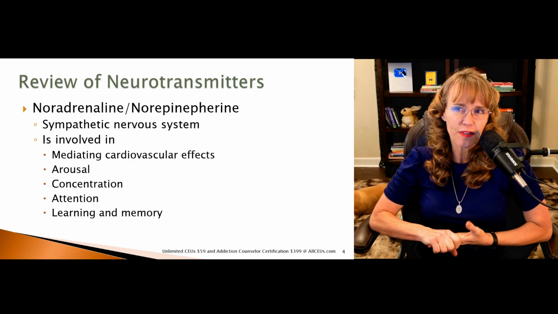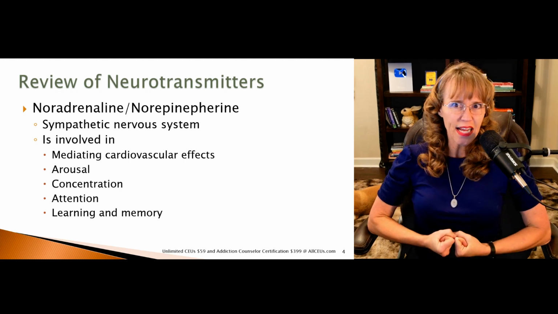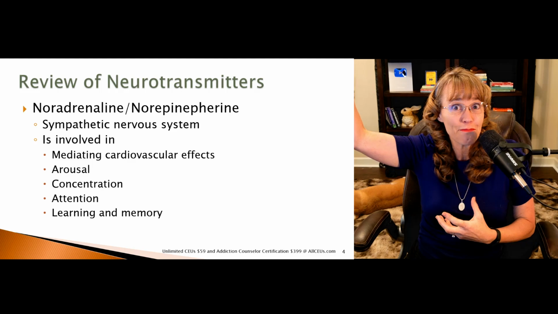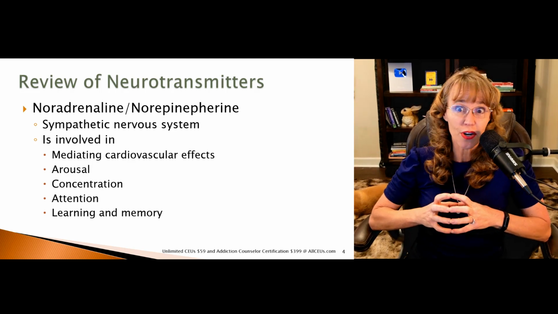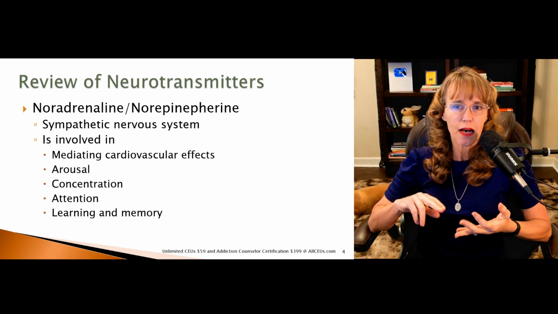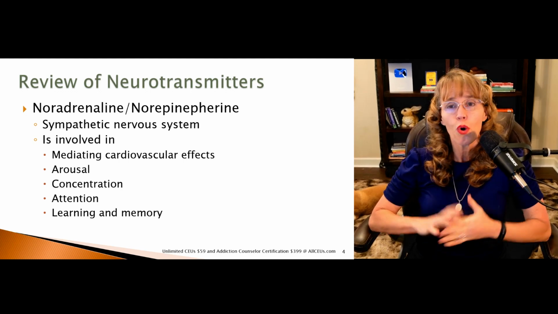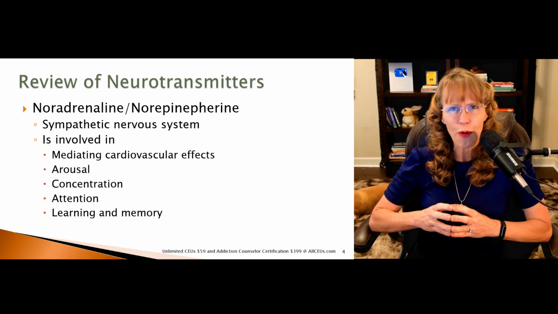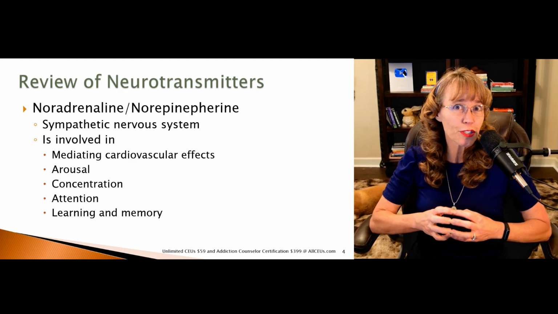Noradrenaline and norepinephrine, whatever you want to call it, is part of the sympathetic nervous system. It sympathizes with us, if you want to think about it that way. When we're stressed, our norepinephrine goes up. When we're not stressed, our norepinephrine goes down. But it's not just a stress chemical. It's involved in mediating cardiovascular effects. It's involved in arousal, concentration, attention, learning, and memory. When noradrenaline is low, we tend to have a lot of brain fog and low motivation, which is not uncommon in people who are depressed.